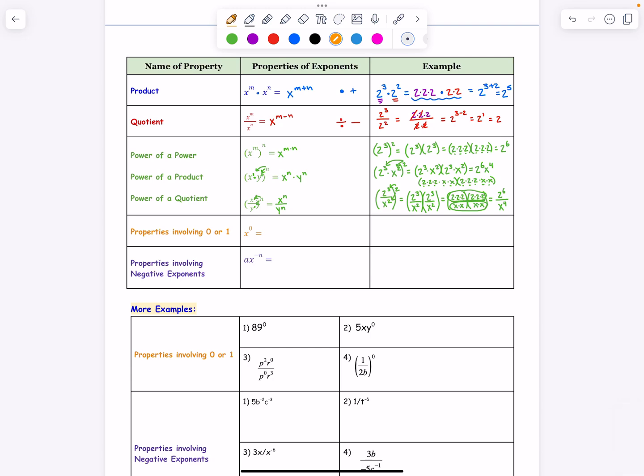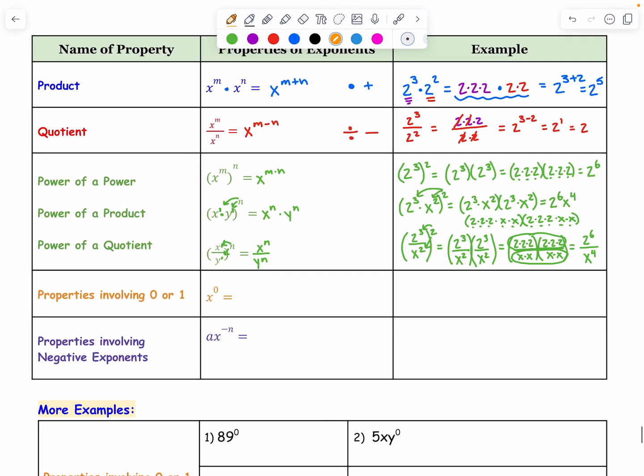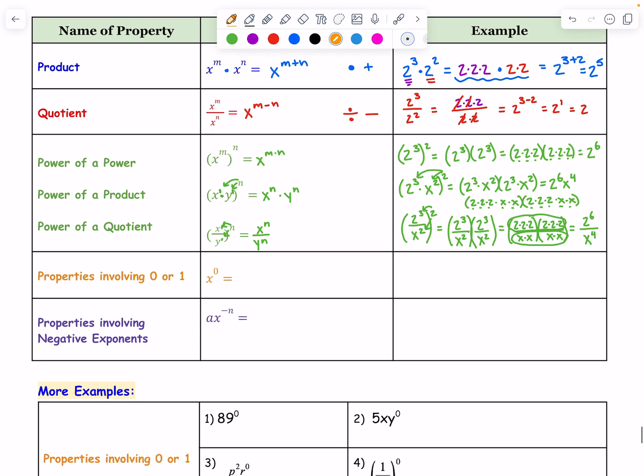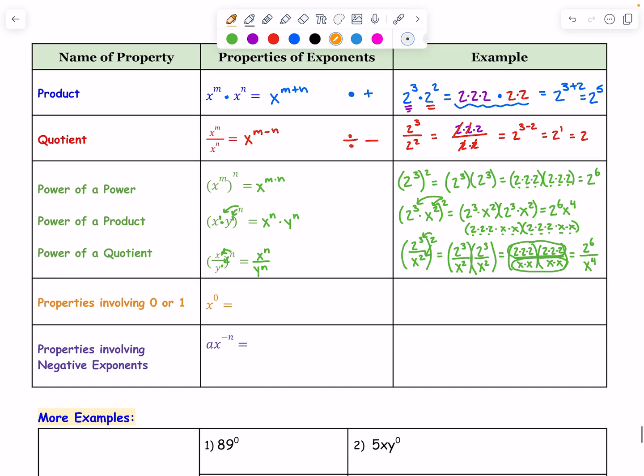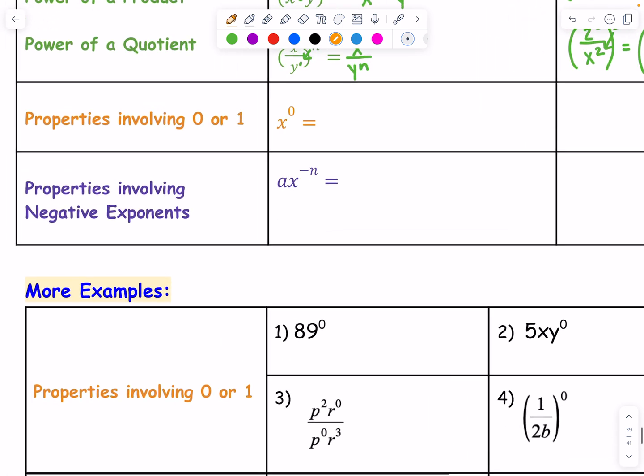In this video, we're going to continue talking about exponent rules, but we're going to talk about properties that involve 0 or 1, and then properties involving negative exponents. So just those two rules for this video. So I've included a copy of the notes that you guys already took on the first set of rules. So let's just continue from those notes on this page.